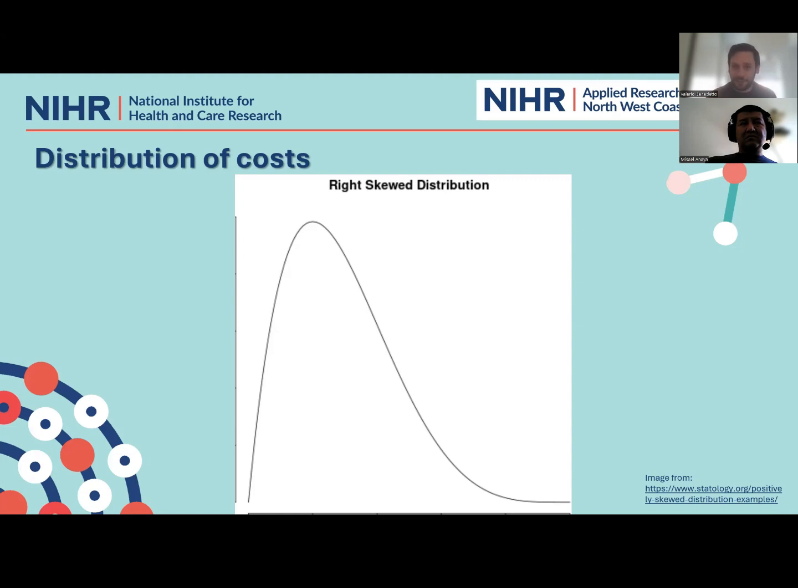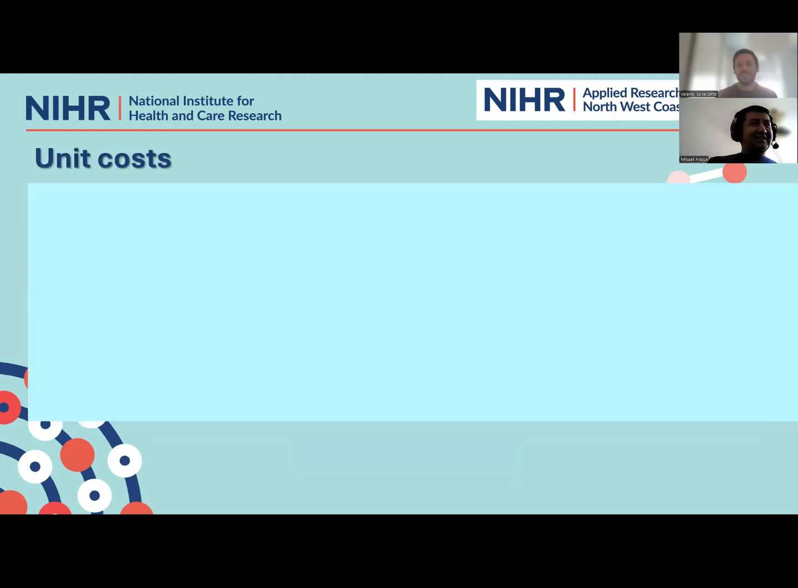So if you think about the horizontal axis, for example, the number of GP appointments or the number of medications they had in a 6-month period, you will see that some of them have used a lot of them, but the majority of patients have used none or just a few resources in that specific time period. And that is often the case. And that's why we define cost as a right skewed distribution.